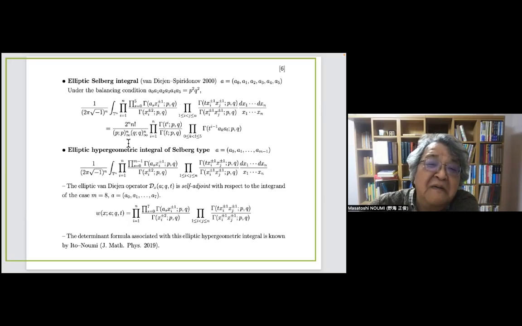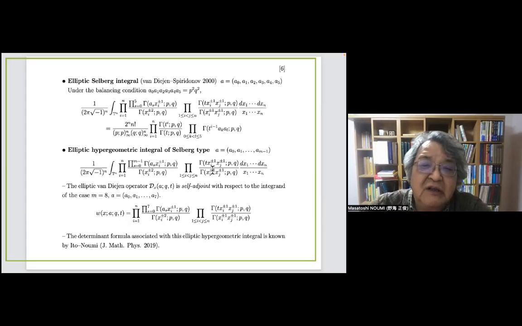So you now have p-shifted products and q-shifted products, and this is the order of the hyperoctahedral group. This part and this part are, in some sense, very similar to the elliptic Selberg integral and Gustafson's q-Selberg integrals. Okay, so this is a Selberg integral.